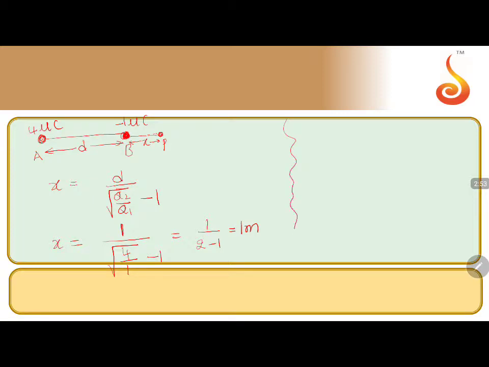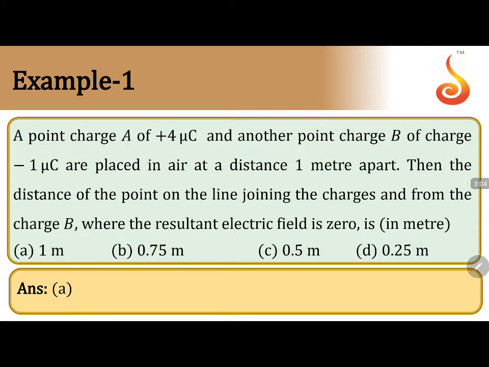So the distance of the null point from the charge B is 1 meter. That is the answer. So option A is correct.